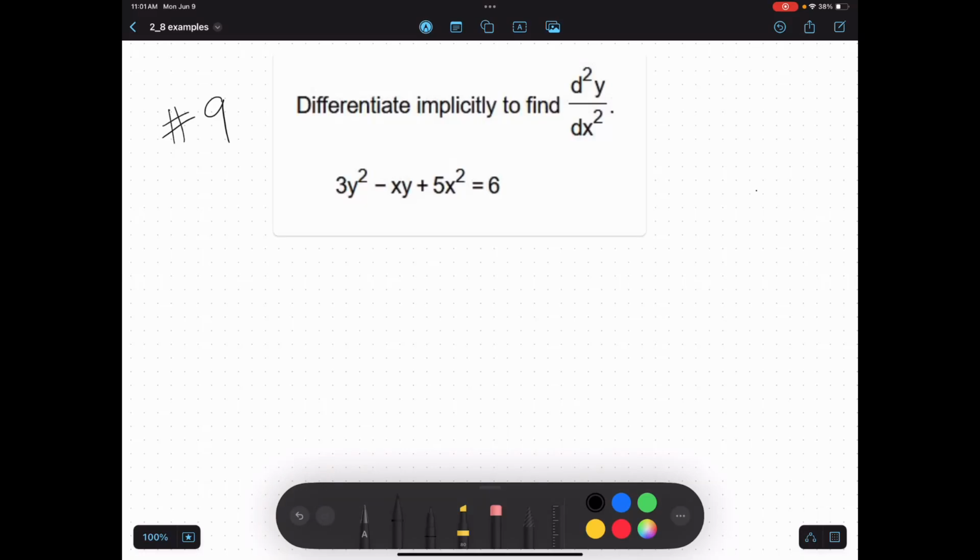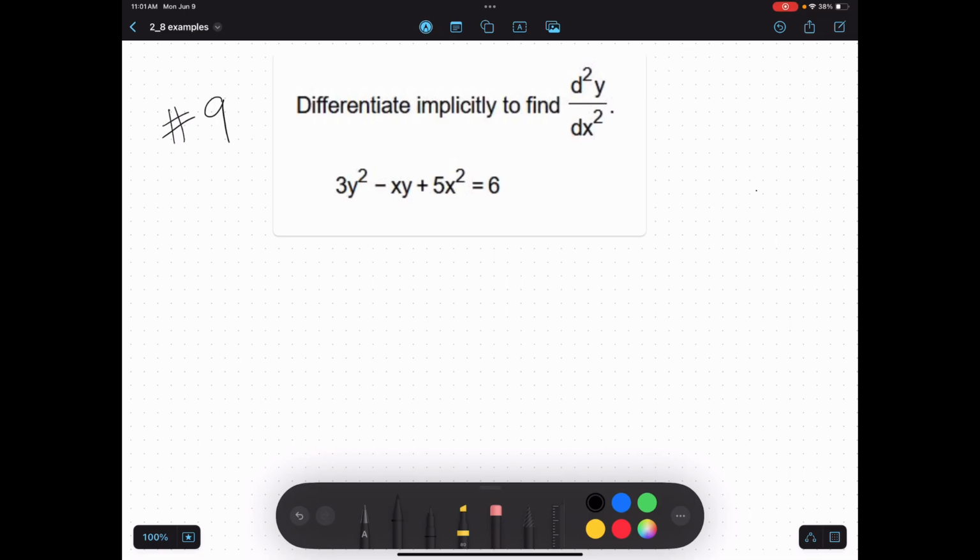Okay, welcome to our 2.8 examples video. Hopefully at this point you guys have already started on the homework, and watching through this video can help clarify a few things as well as help you get through spots where you're stuck. But in this video we're actually going to start with number 9.